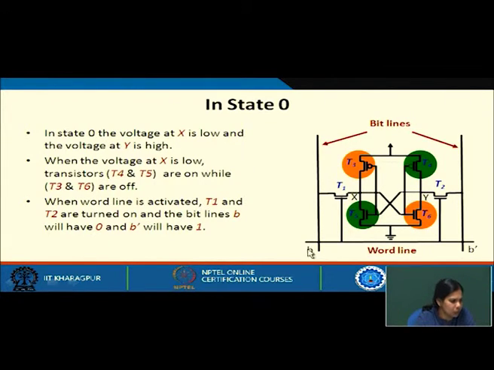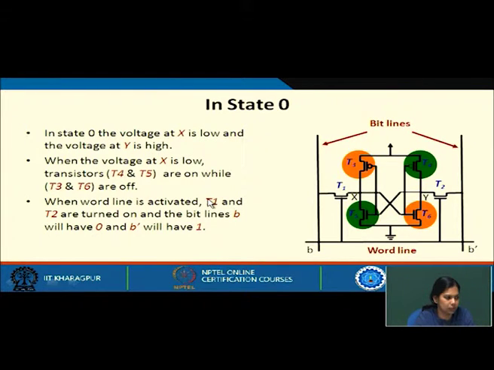Now, when the word line is activated, T1 and T2 are turned on. So, these are turned on, and the bit lines B and B bar will have what value? It will have a 0 value on one side, because this transistor is conducting and whatever is here it will bring down to ground. So, it will be equivalent to 0, and as the other is conducting, it will be equivalent to 5 volts say. So, this will make it 1. This is how it happens in state 0.